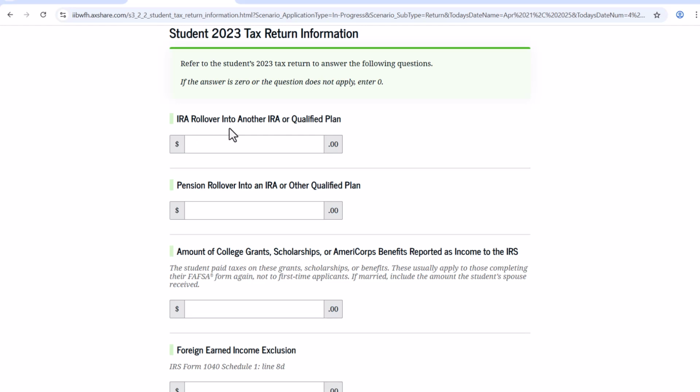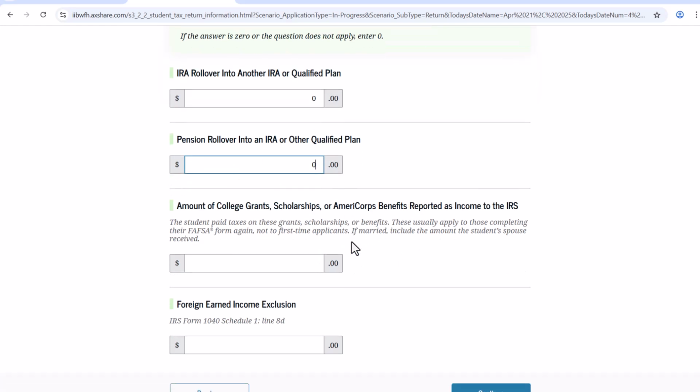So for IRA rollover into another IRA or qualified plan, let's just say for this demonstration that Raya is a high school student. So she does not have this. So we're going to enter in a 0. Same for pension rollover into an IRA or other qualified plan. We're going to enter in 0 as well.